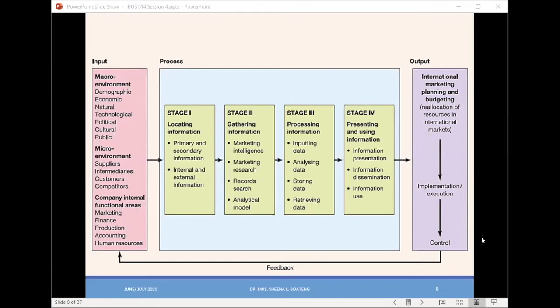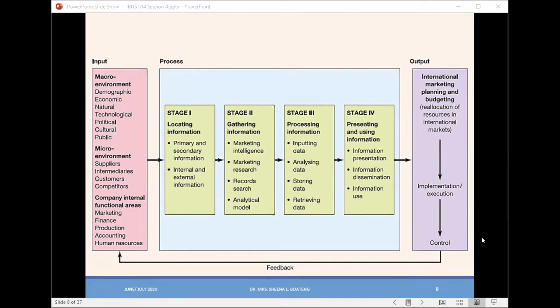We have been able to gather so much data and are storing them in all these servers. And this data comes in many forms: primary, secondary, facts, figures. And we are not able to appropriately and adequately process all the data that we have gathered to get useful information out of it to use, right? So processing information and presenting and using information are two very important stages in the marketing intelligence system.